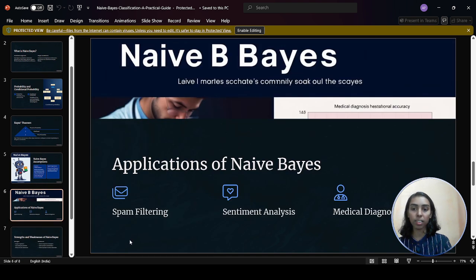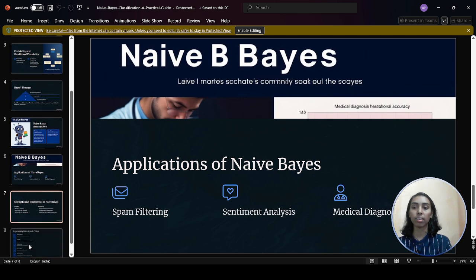The applications of naive Bayes are spam filtering, sentiment analysis, and medical diagnosis. Naive Bayes is used in spam filtering to filter spam messages, in sentiment analysis of text data, and in medical diagnosis.